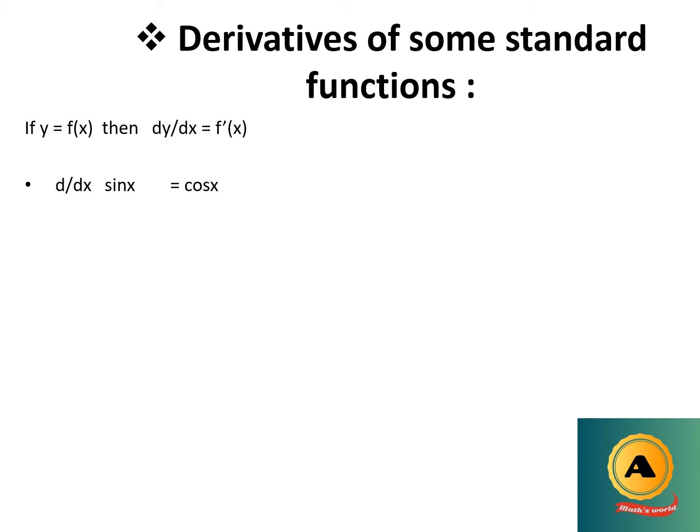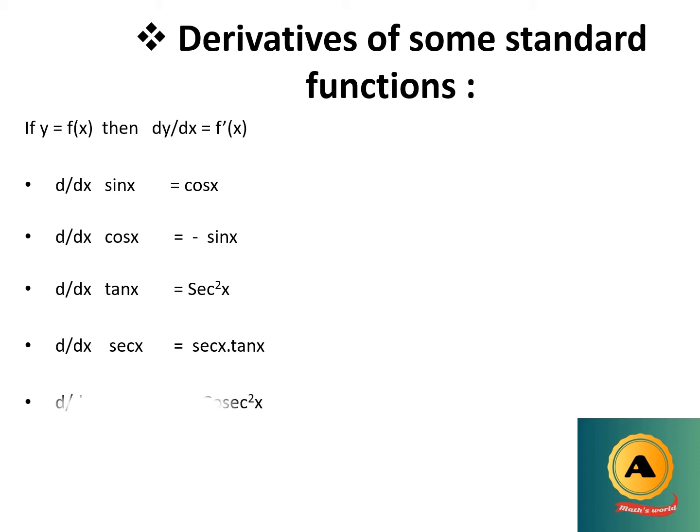Similarly, for the other trigonometric functions, derivative of cos x equals minus sin x. Derivative of tan x equals sec square x. Derivative of sec x equals sec x into tan x. Derivative of cot x equals minus cosec square x. Derivative of cosec x equals minus cosec x into cot x.